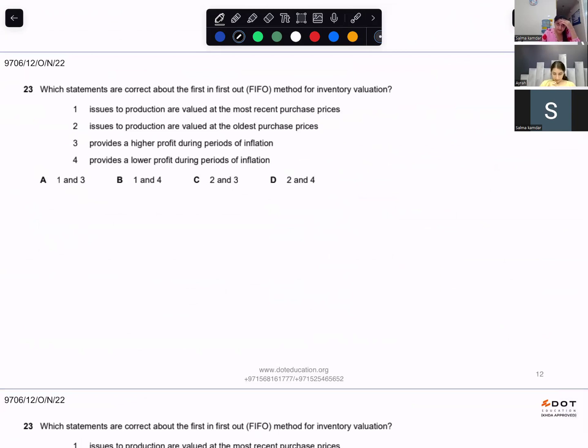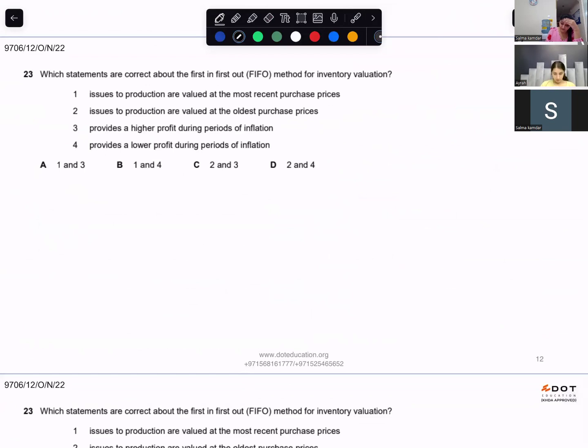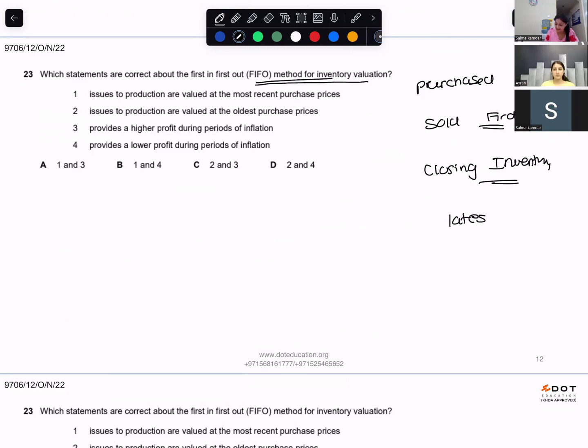Which statements are correct about the first in, first out method for inventory valuation? What is FIFO method of inventory valuation? Whatever comes in first goes out first. Whatever is purchased first is sold first. That means closing inventory is valued at the latest purchases, the latest purchase.